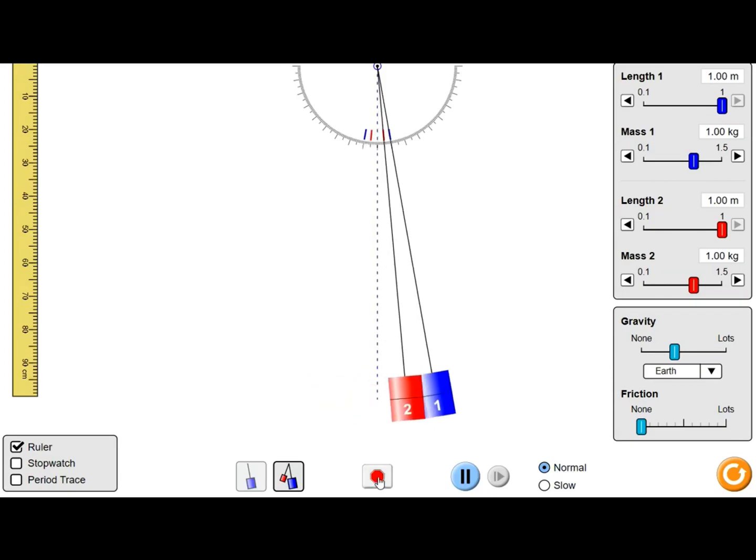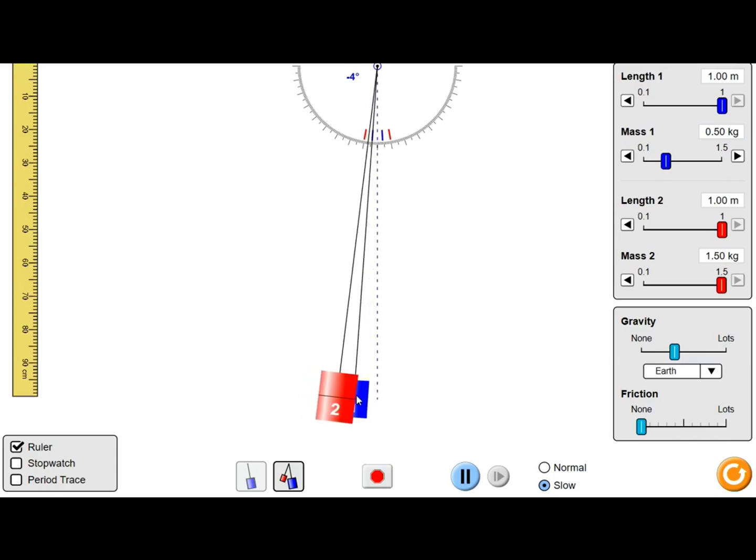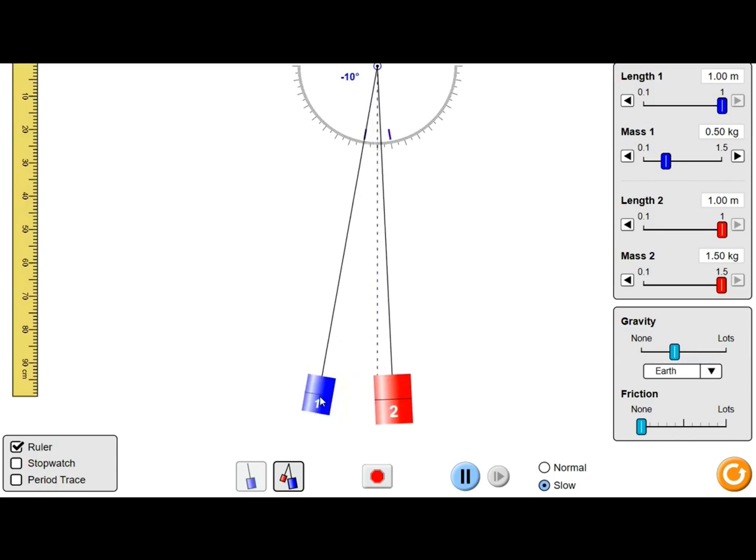Okay, that's convincing. Let's change something else. Now we're going to change the mass of one of them. We're going to make one of the masses really small, like 0.5 kilograms, and the other one big, 1.5 kilograms. I'll move the larger mass to 10 degrees and release it. And I'm going to move the other one to 10 degrees as well. So they have the same amplitude, not that that has any impact. Then I'm going to release them at the very same time.